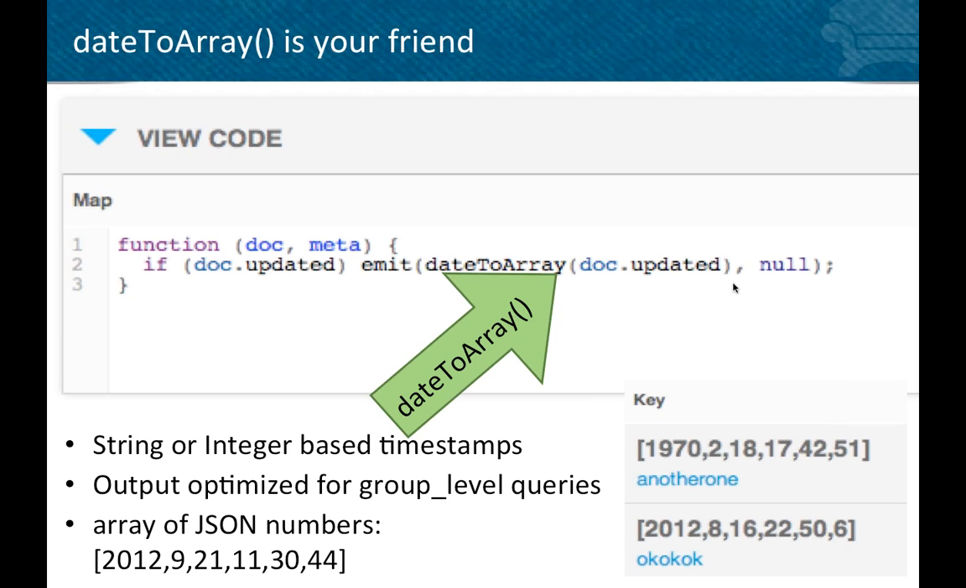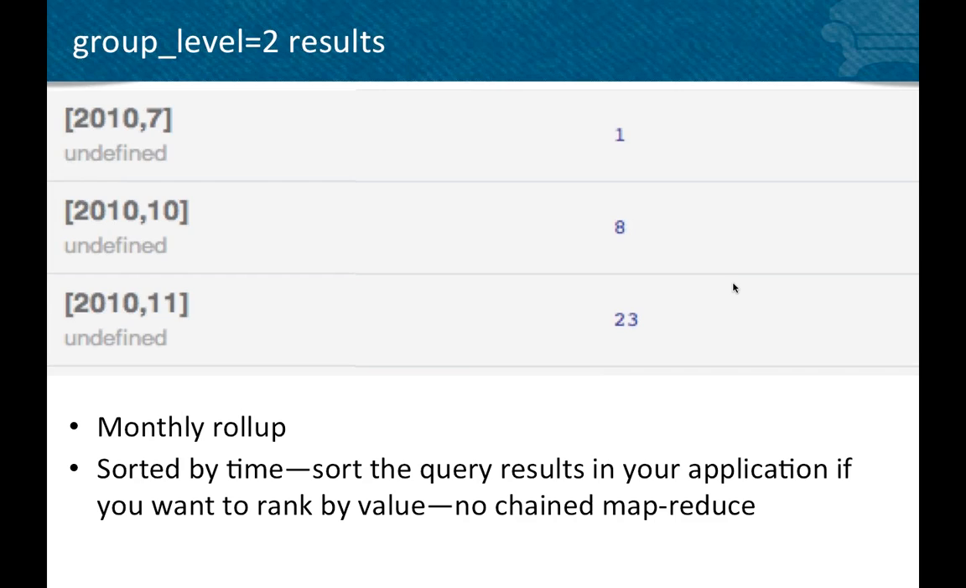And this lets you do some fun graphing. The other thing it lets you do is not have to write the code to convert timestamps into those arrays in the first place, because getting that right is just a tiny bit tricky, and it's just easier to call date to array to get your key.